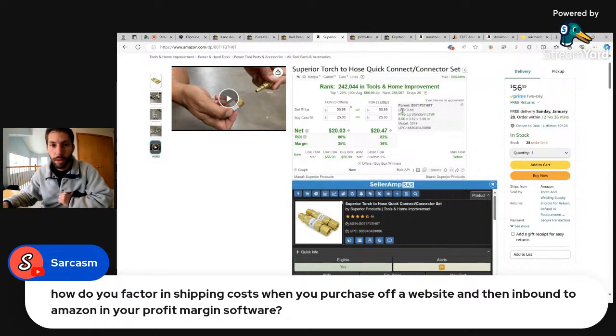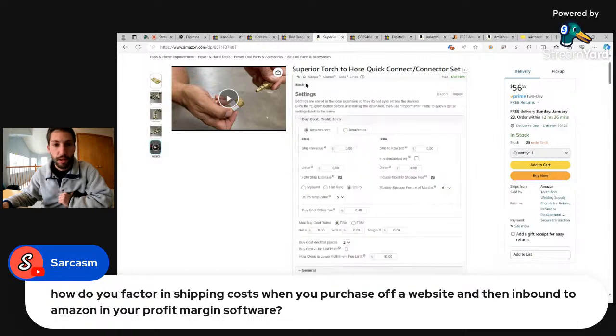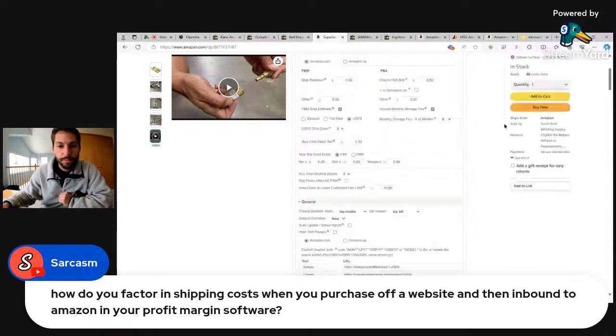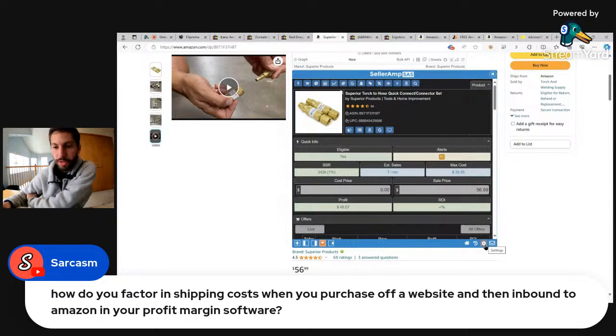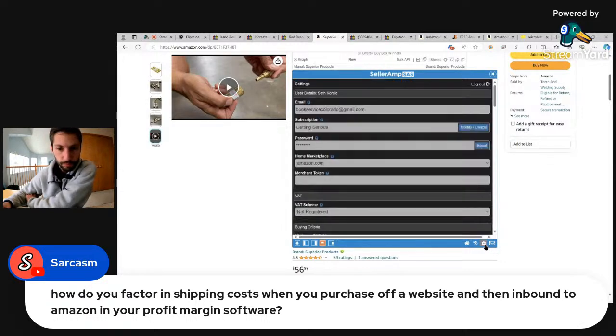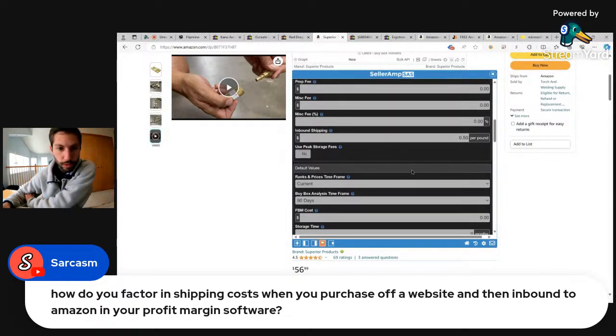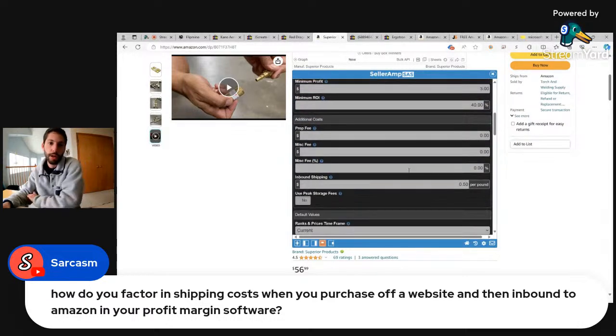But where are the settings here? Settings. So when you go into your settings, I'll try to show it on, oh wow, there's a lot of stuff there. I'll do it on SellerAmp because I think more people use SellerAmp these days. So settings. Yeah, so right here, it factors in a certain rate per pound for inbound shipping to Amazon. A pretty standard rate that most people factor is anywhere between 50 cents to $1 per pound.